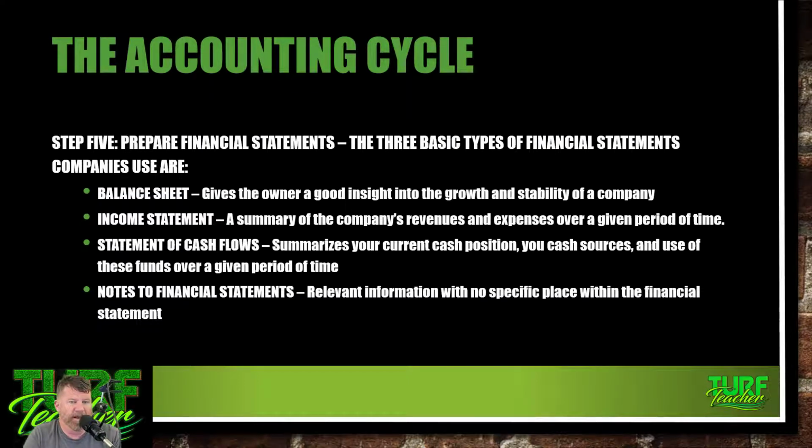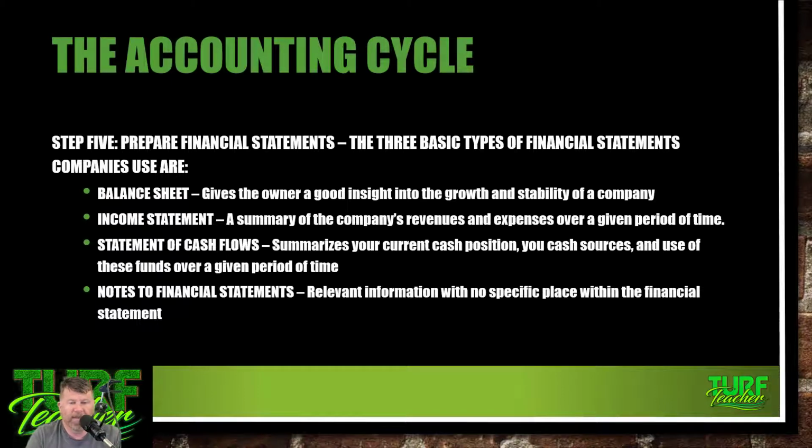Step 5, prepare financial statements. The basic types of financial statements that companies use are the balance sheet, income statement, statement of cash flows, and notes to financial statements. With your balance sheet, this gives the owner a good insight into the growth and stability of a company. A lot of the times, bankers are going to want to see that as well. Your income statement, a summary of the company's revenues and expenses over a given period of time. So you could do an income statement monthly, or you could do it weekly.